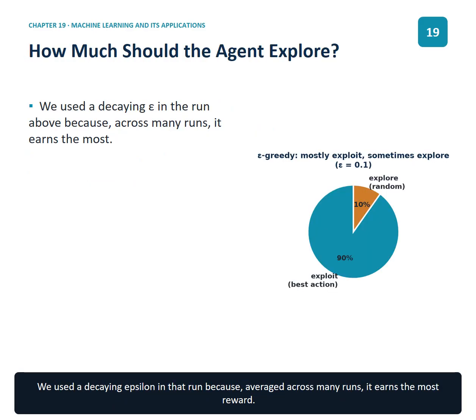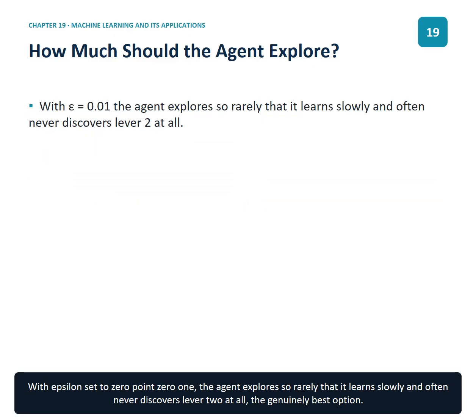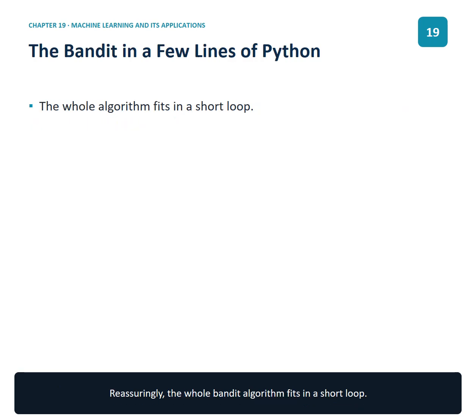We used a decaying epsilon in that run because, averaged across many runs, it earns the most reward. So, how much should the agent explore? The answer depends on the value of epsilon, and the next slides compare a few choices. With epsilon set to 0.01, the agent explores so rarely that it learns slowly and often never discovers lever 2 at all, the genuinely best option.